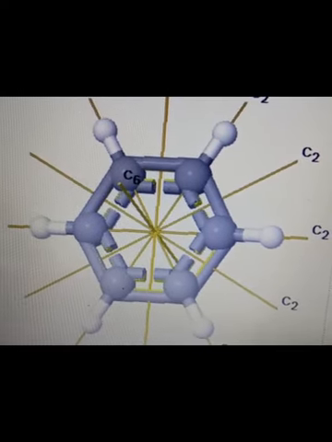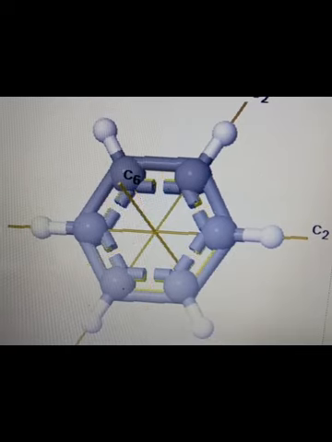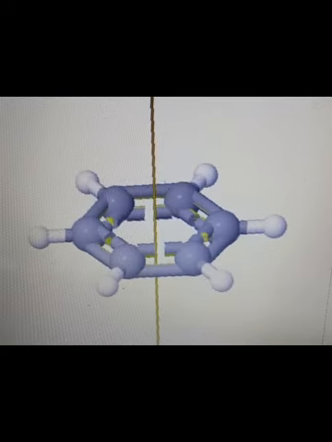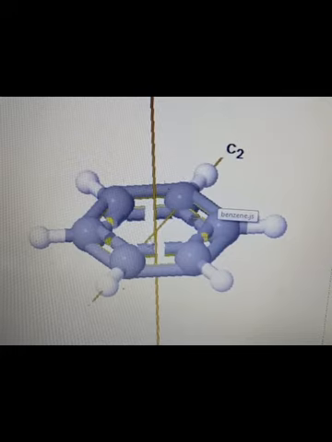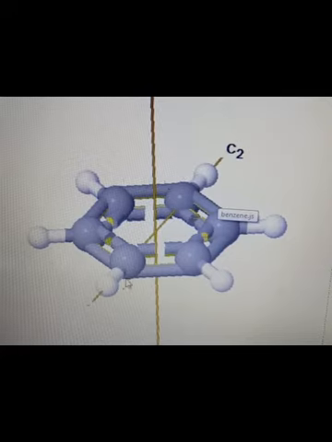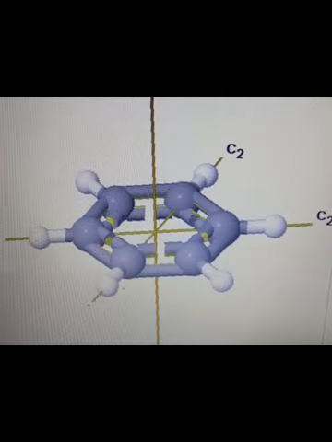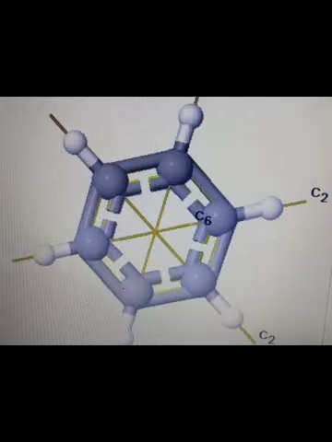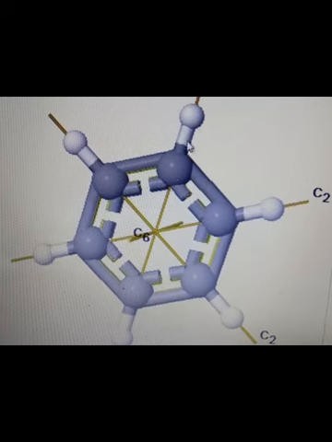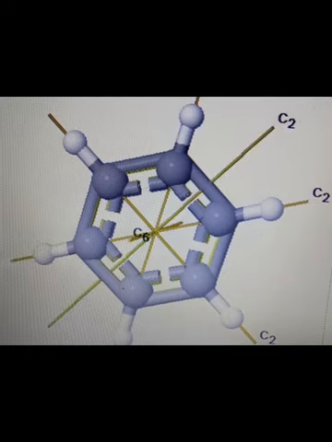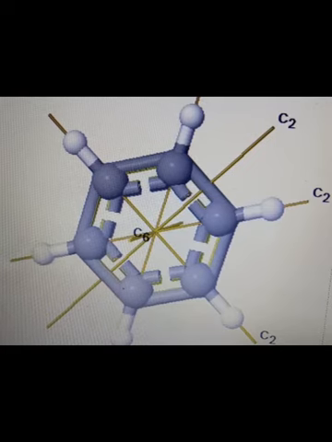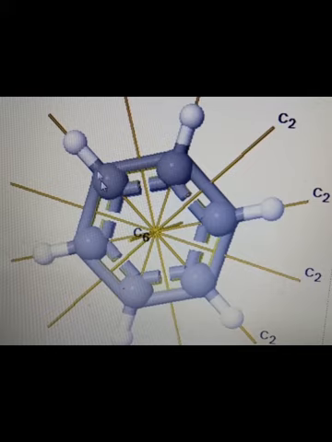I'll just show you one C2 over here so that you can understand the rest. You can see that each C2 is passing from the opposite center of opposite carbon atoms, or we can say corners of the benzene. That is, 3 C2s will be passing like that. You can see these 3 C2s, where this C2 is passing from the hydrogen, carbon, carbon, hydrogen, that is corners, and the other 3 C2s will be passing from the edges. You see the opposite center of opposite edges.